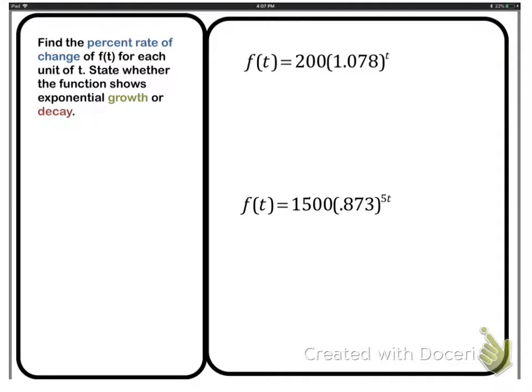First example. Find the percent rate of change for f of t for each unit of t. State whether the function shows exponential growth or exponential decay. Let's find the percent rate of change first for this top one. If we look at the exponent, it's already just t by itself, so we don't have to do any simplifying to get t by itself. Next, I'm going to write the formula that we had up on top here, and you have it in your notes.